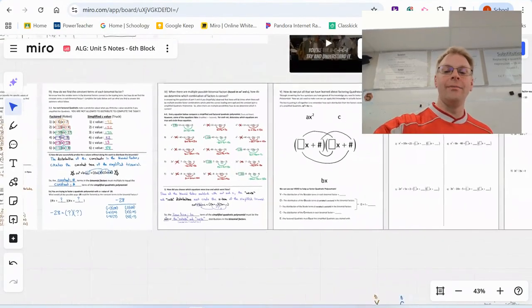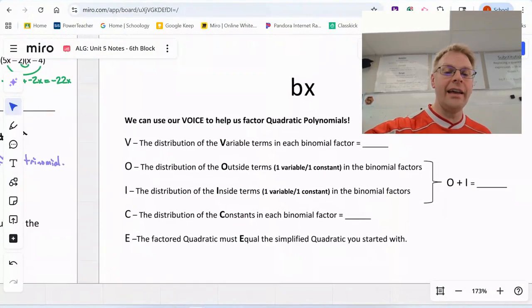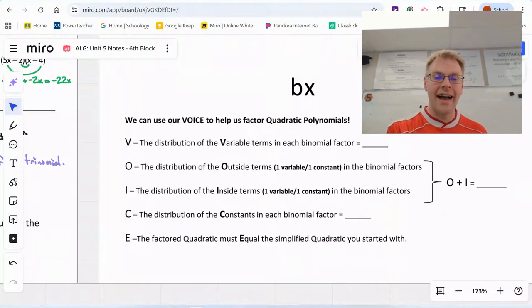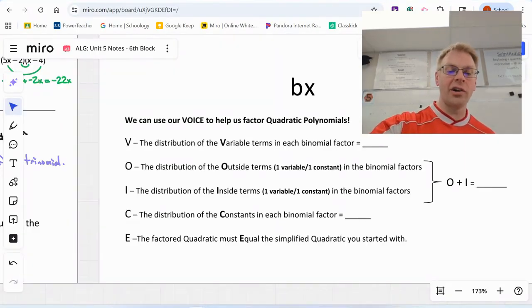And the acronym I like to use for that is VOICE. Yes, use your voice. We will be the voice when we are factoring quadratics. All right, well, how does this VOICE work?